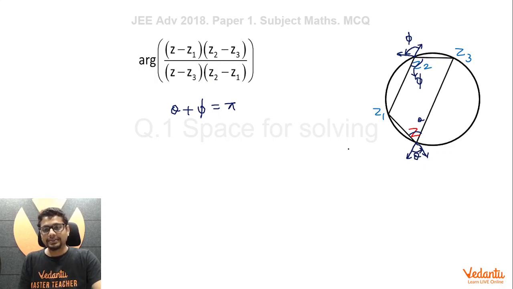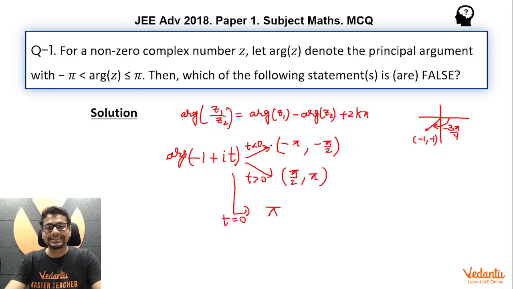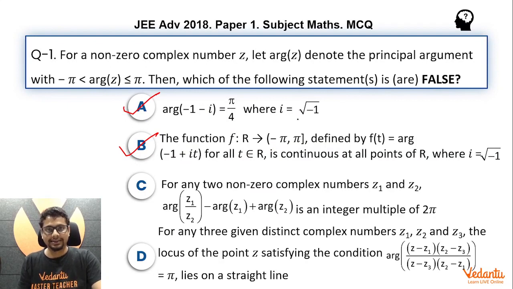So that means Z, the locus, can be contained on a circle also and not necessarily a straight line. So that means D is not necessarily true. That means it is false.